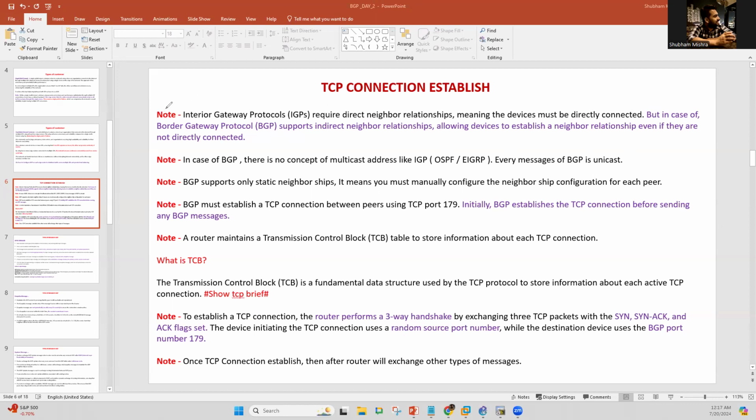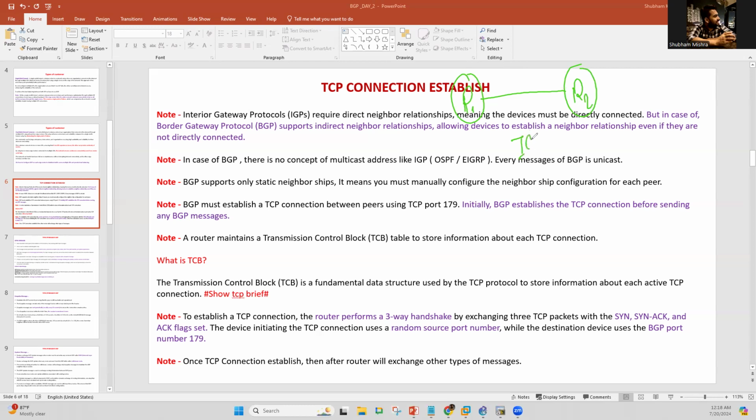Guys, here I have written one note. What is this? Interior Gateway Protocol. It means IGP, either OSPF or EIGRP, requires a direct neighborship relationship, meaning the device must be directly connected. But in case of BGP, that is not mandatory. What is the meaning of this point? Guys, try to understand. For example, this is R1 and this is, let's suppose, R2.